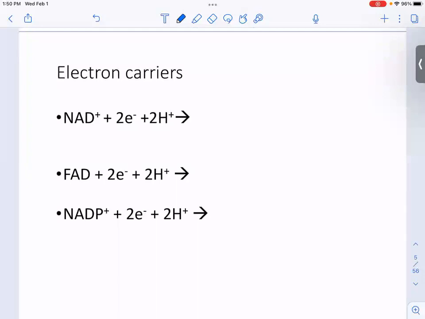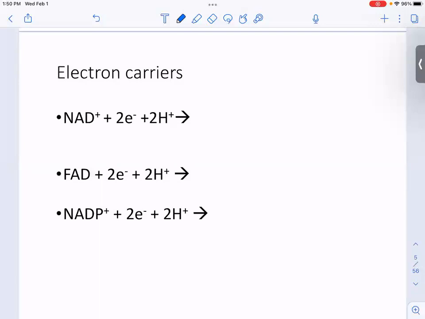Electrons in the cell, we don't let them just go wherever they want, because they will cause a lot of damage just loose in a cell. They have to be chaperoned, to think about it that way. So electron carriers like NAD, FAD, NADP, they are the chaperones of electrons.